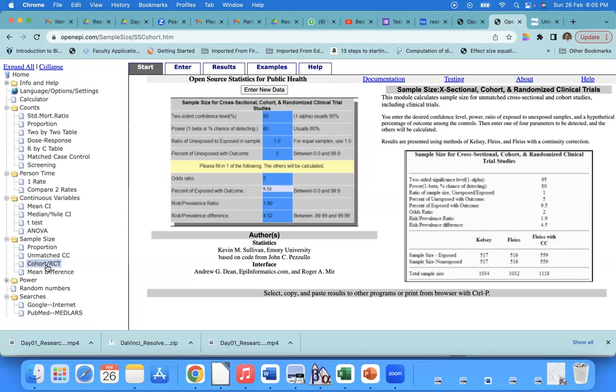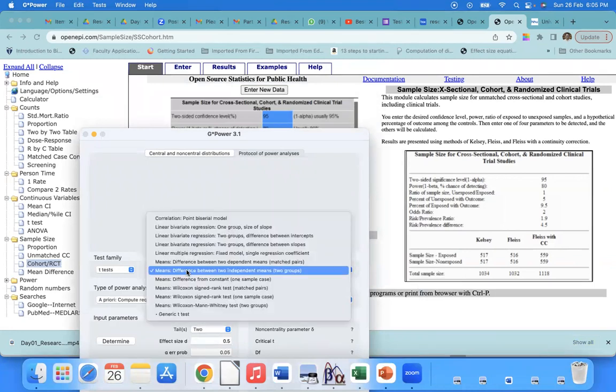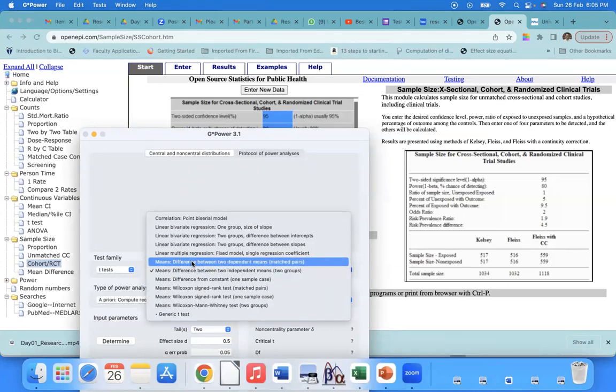Okay, sir. That will be okay, right? So you can download G Power, and for the t-test you can check t-test. Difference between two independent means, difference between two dependent means, you can click on that. Dependent means paired t-test, so for before and after values you can use difference between two dependent means. Difference between two independent means is the independent sample t-test.